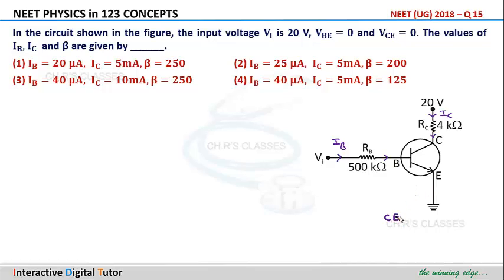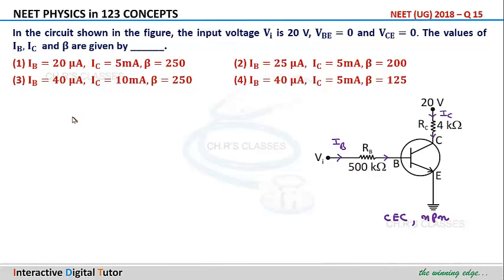So first we have to identify the configuration and the nature of the transistor being used. So it's a common emitter configuration and an NPN transistor. And next it is asked to calculate the base current IB, the collector current IC, and the current amplification beta, which is given by IC divided by IB. And now to find out IB, let's use Kirchhoff's law in the base emitter path.